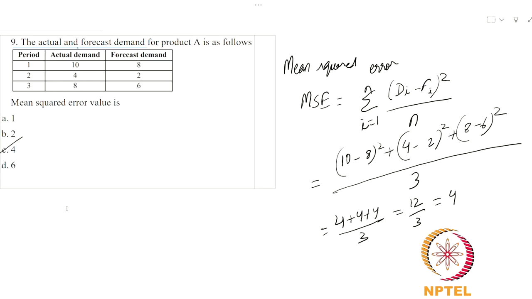Next, we have this question on the mean squared error method, where the actual demand and forecast demand are given. We find it for the 3 periods, add them, and get the mean squared error.